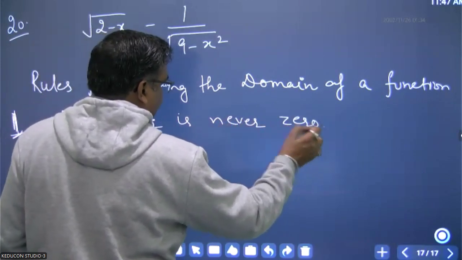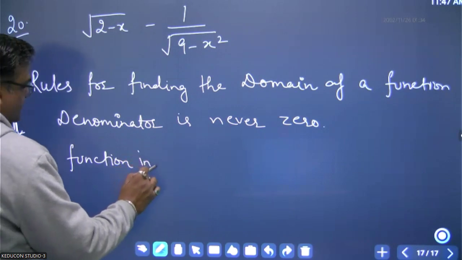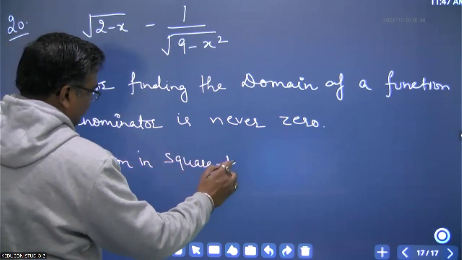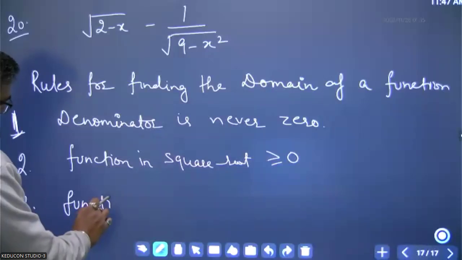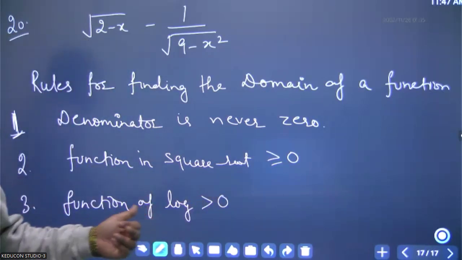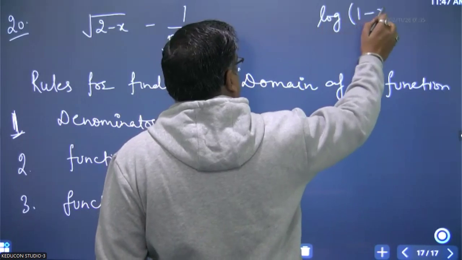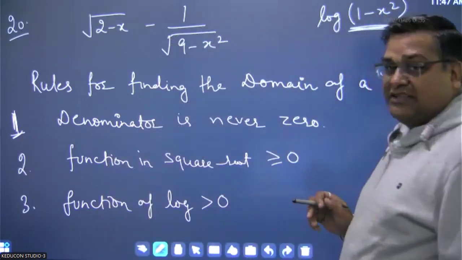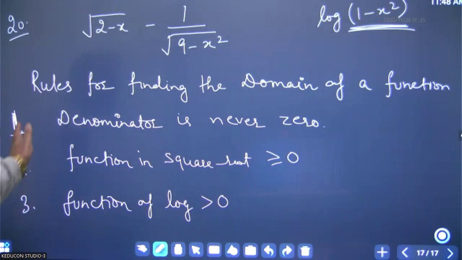Never 0, right? सेकेंड रूल होता है function in square root. Function in square root is always greater than equal to 0, means it cannot be negative. थर्ड रूल होता है बच्चे, function of log is always greater than 0, means even it cannot be 0, right? For example, if I write log of 1 minus x square, so this thing has to be greater than 0, even it cannot be 0. So we have to apply these three rules to find out the domain of the function. Let's see how to do this.